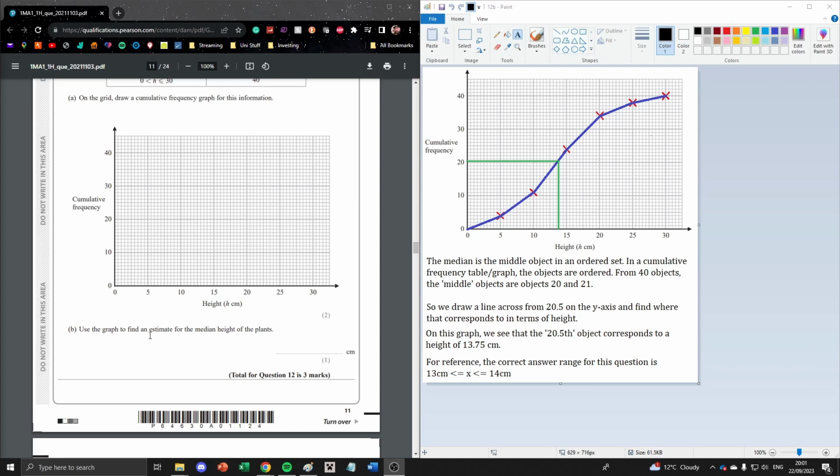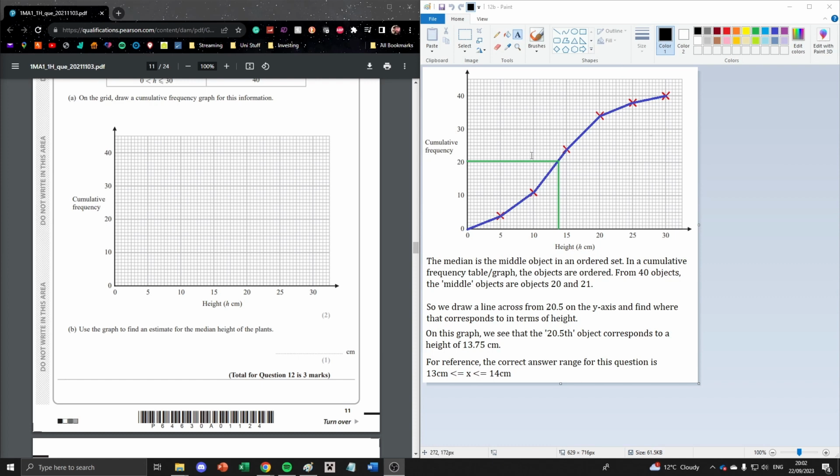Part B of question 12 then asks us to use this graph we've just drawn to find an estimate for the median height of the plants. So we have 40 plants, and we know that the median of an ordered data set is the middle of that. For 40 objects, that's both object 20 and object 21, so we have to use, in this continuous sense, plant 20.5.